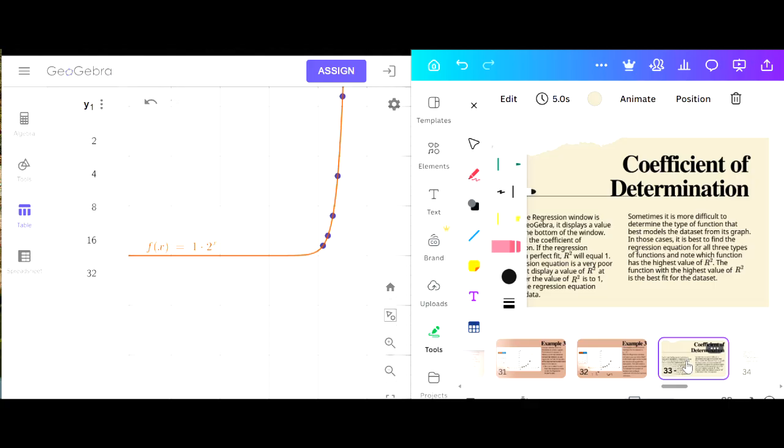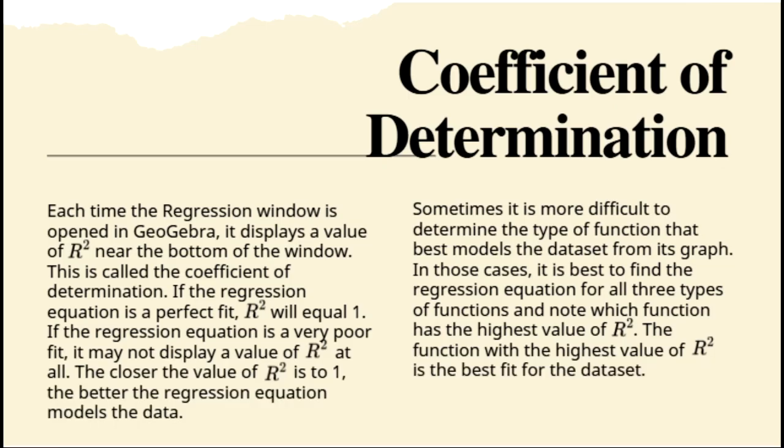Okay, let's talk about coefficient of determination. This is actually really helpful. What if you just don't know what kind of function it is? You just can't figure it out. Well, you need to use the coefficient of determination.